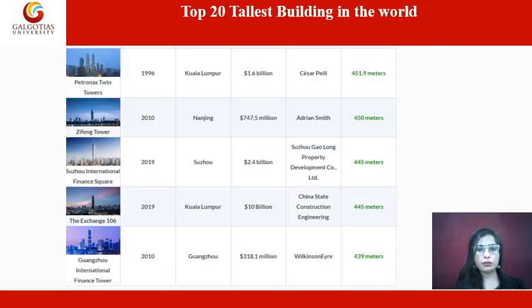Other tallest buildings are the Petronas Twin Towers in Kuala Lumpur, whose height is 451.9 meters, with Cesar Pelli as the architect. Another is the Exchange 106, which is also in Kuala Lumpur, and its height is 445 meters. So these are some others; you can see more detail in the slide.